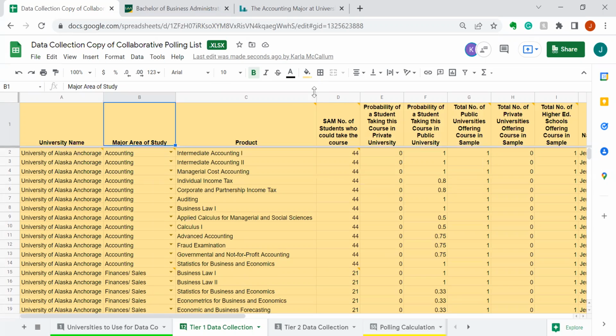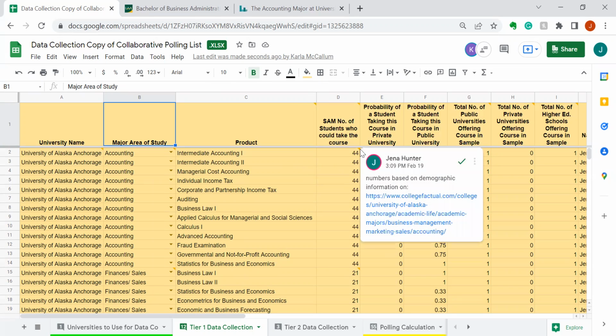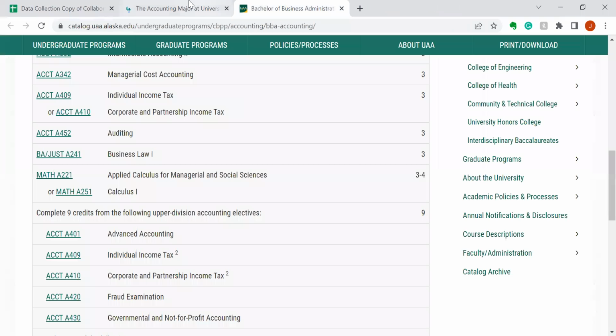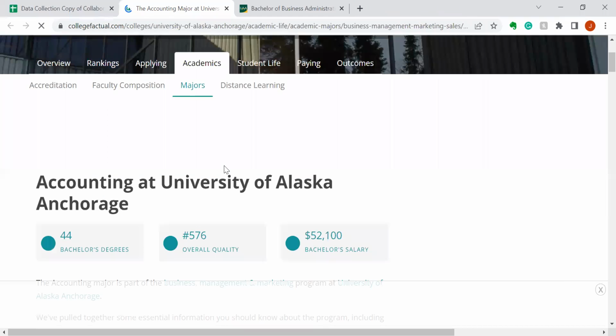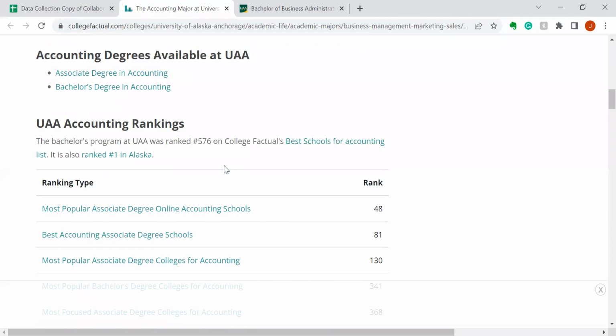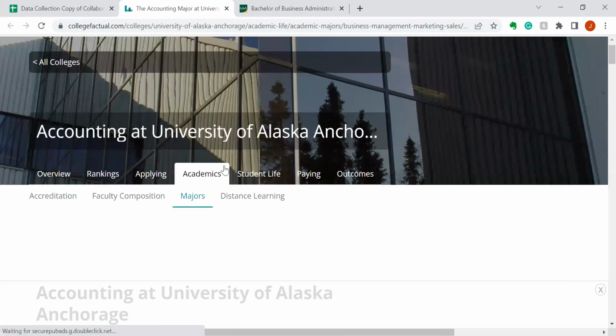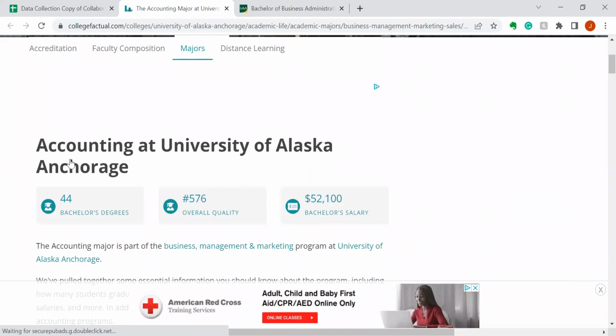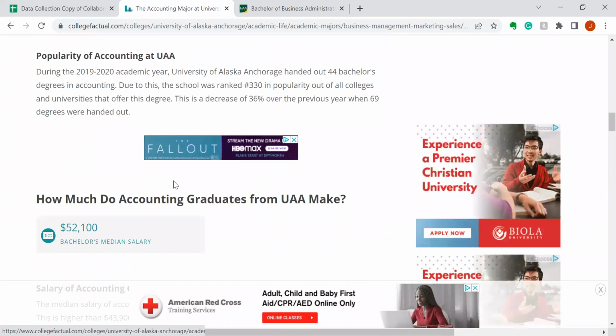So the number of students who would take the course. So again, just showing where I got the link. The link is right there, and it's actually what this page is, but I just wanted to show you how I got there. The reason why I went with this one is also because it was kind of the first to show up, and it looks pretty legit. Talks about majors as well. So accounting for the University of Alaska Anchorage. And I think this is like graduates, right?